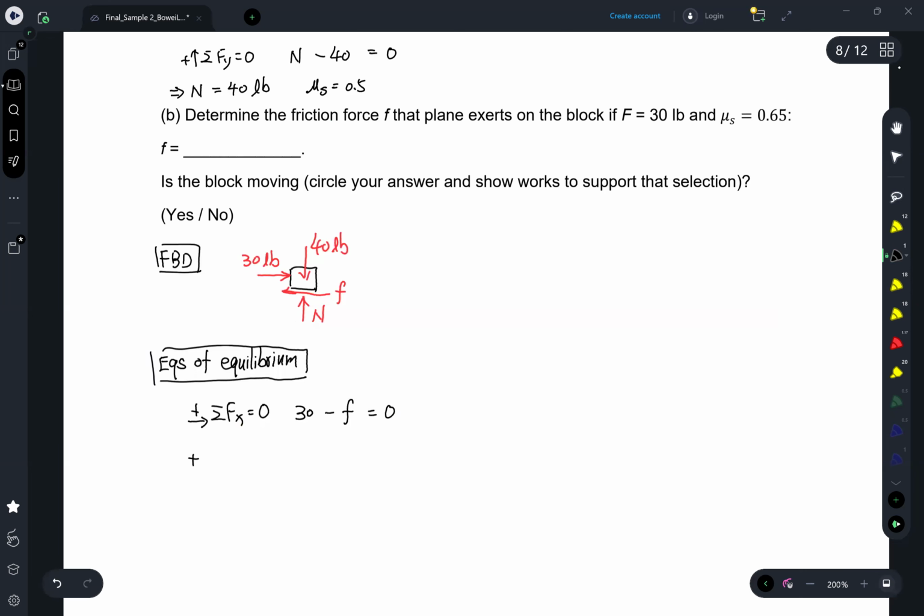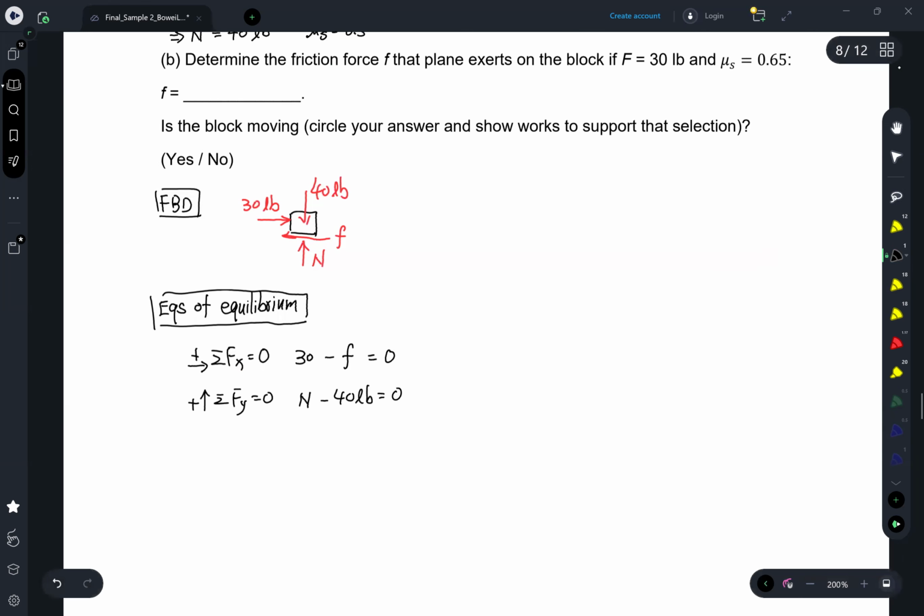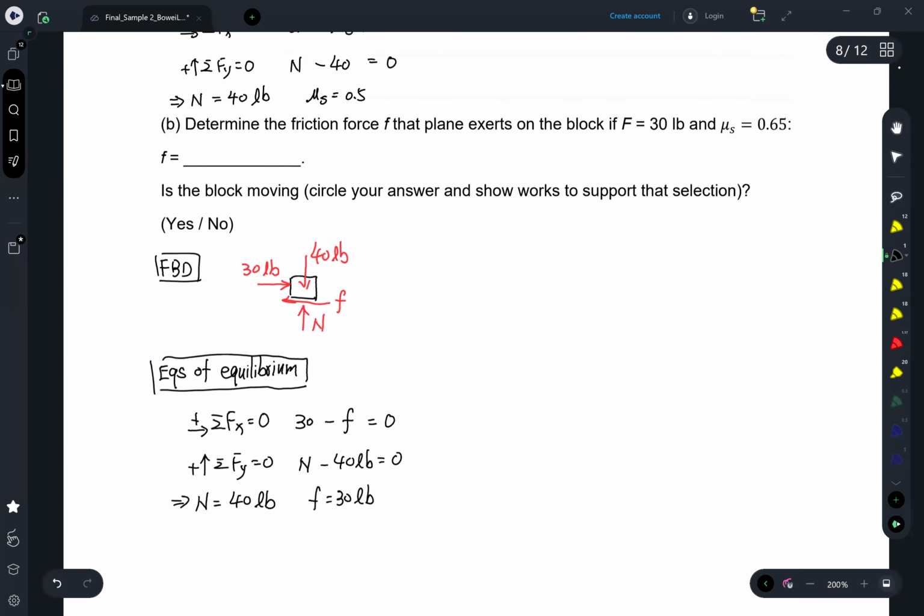Secondly, we have the summation of forces along y direction equals 0, and along y direction we have N going upward, gravity going downward. It is completely the same as previous, right? So by the two equations we have the normal force equals 40 pound, and the friction equals 30 pound. So the friction is actually 30 pound here.